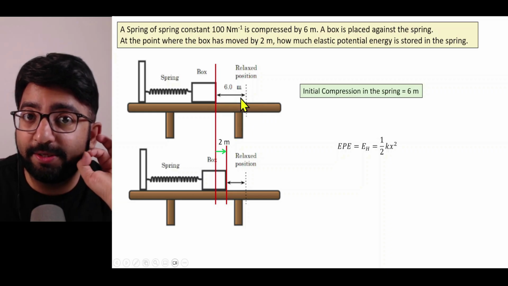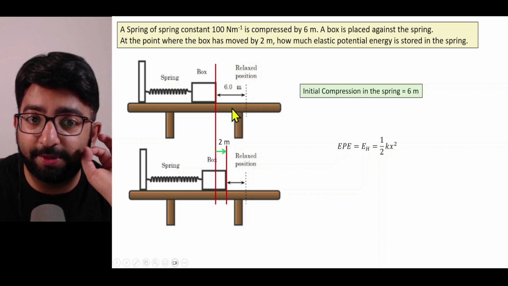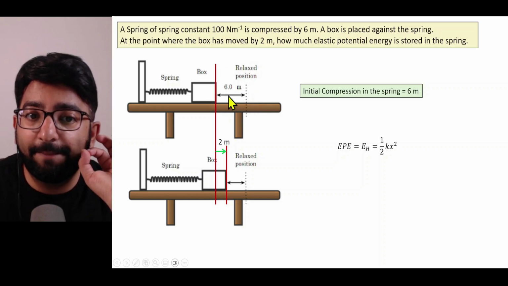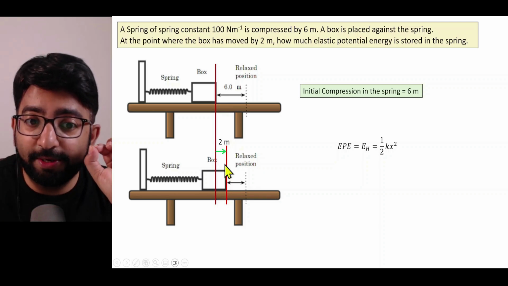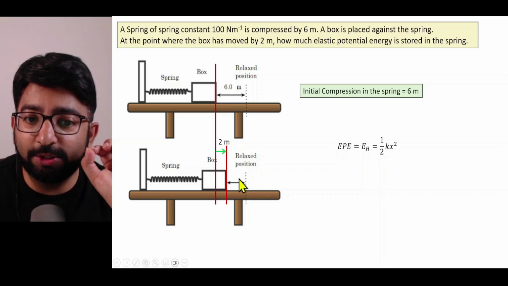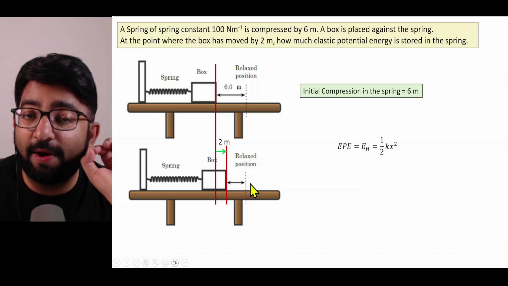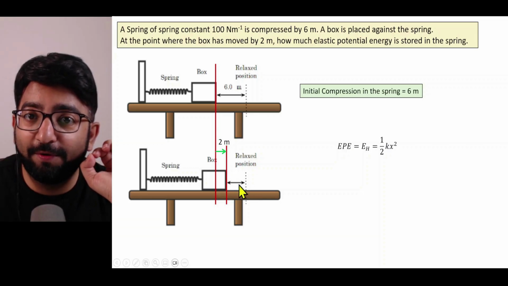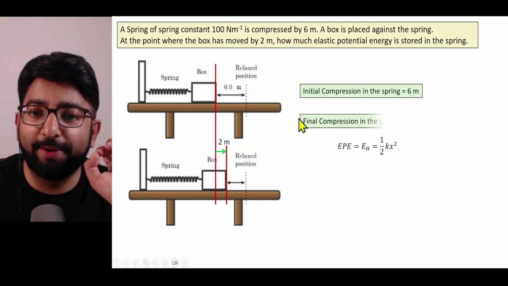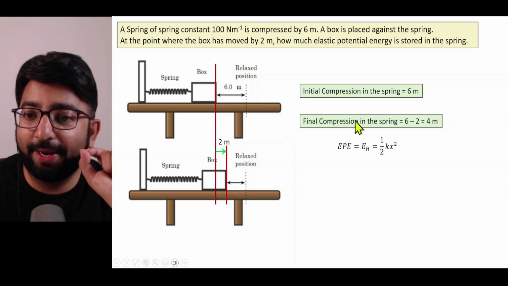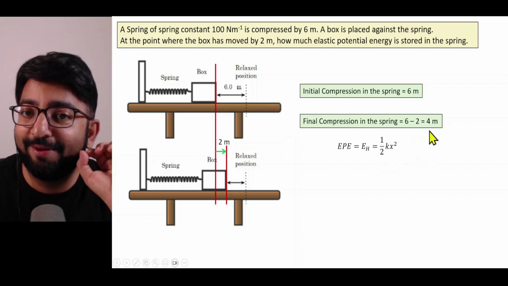How do you find the compression or the value of x? We find the distance of the box from the relaxed position. That is why the initial compression in the spring was 6 meters. In case number 2, we have to figure out the distance of the box from the relaxed position. So this arrow is the final compression in the spring. How do we figure that out? Total distance is 6 meters, out of which the box has gone to the right 2 meters. So this will be 6 minus 2, which comes out as 4 meters. So the final compression in the spring is 6 minus 2, which is 4 meters.